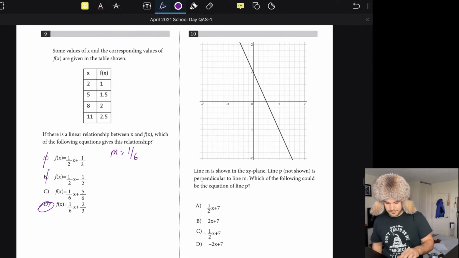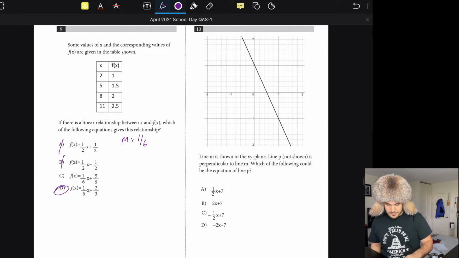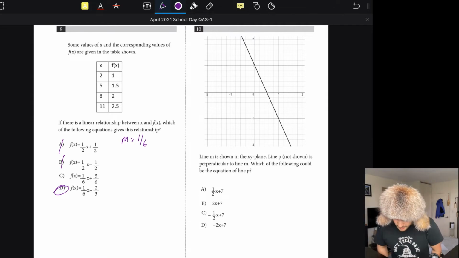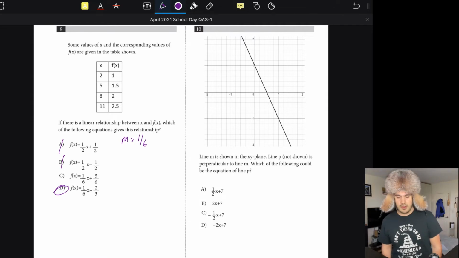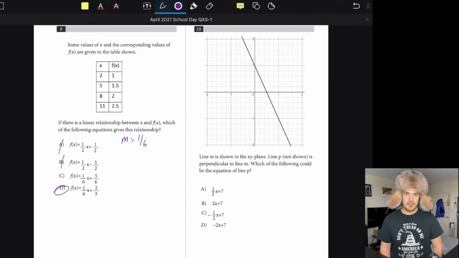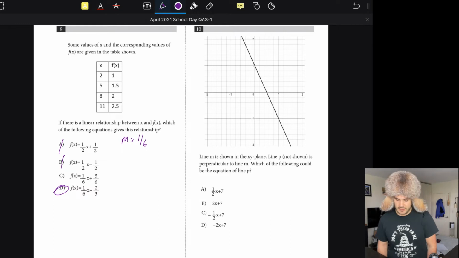Number 10. Line M is shown on the xy plane. Line P, not shown, is perpendicular to line M. Which of the following could be the equation of line P? They are in love with these perpendicular questions. The main thing is, in order to do this, all you need to do is get the slope of the line that it's here, and then get the negative reciprocal, which shows how you find the slope of the line perpendicular to it. It's the negative reciprocal of whatever we've got here.